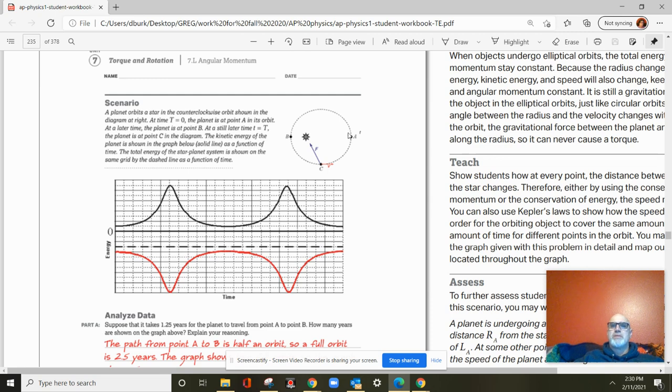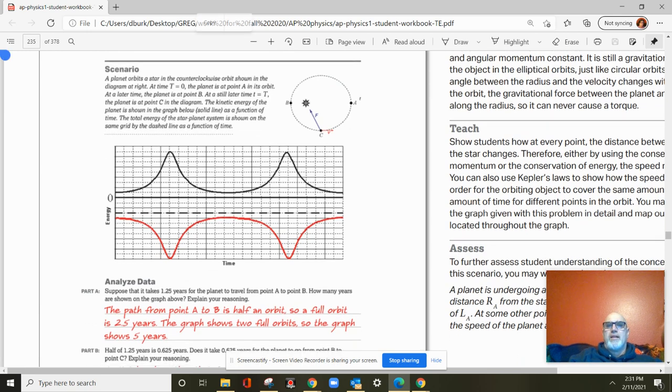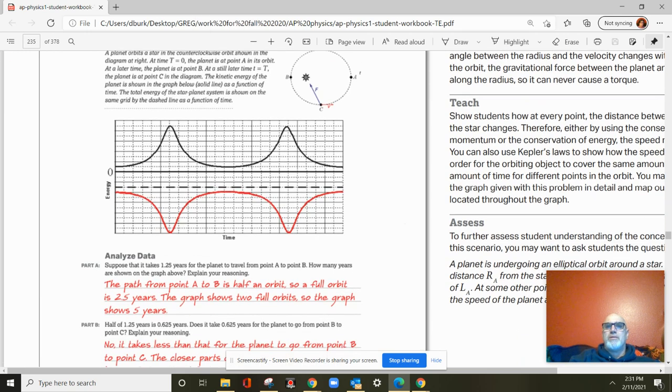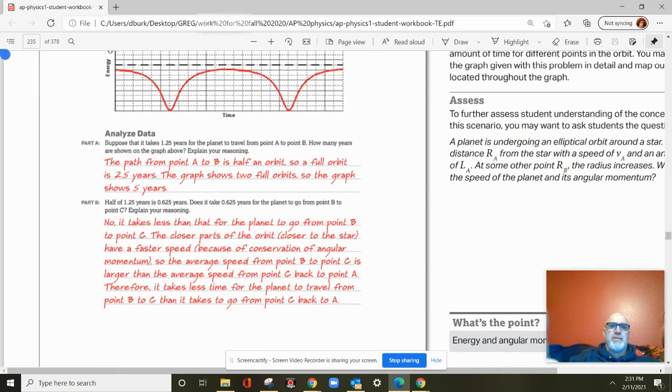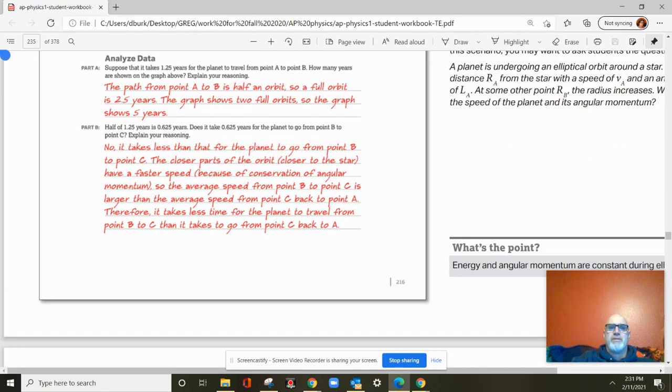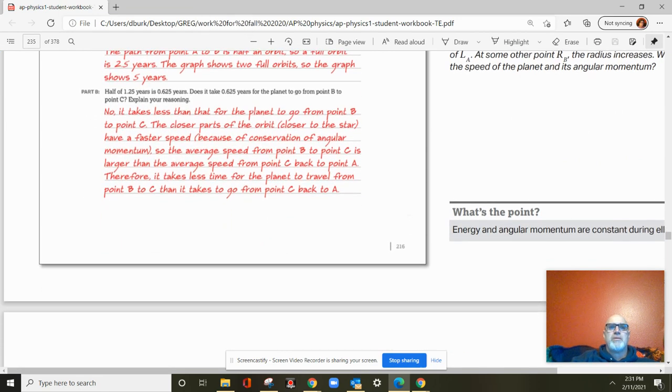Well, here's the thing. It's changing its speed. If it were going at a constant speed, then yeah, it would take half the time to go half the way. But it's actually going much faster from B to C than it is going from C to A. So I'm going to say no. It doesn't take half of a half year. It's going to take less than that. And that's what they're going to say too. You're welcome to read these red words.